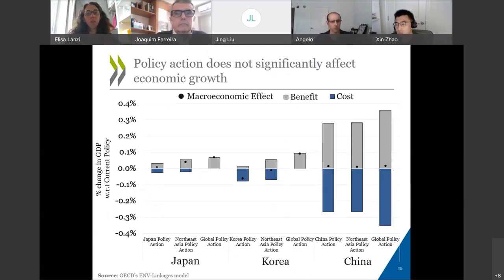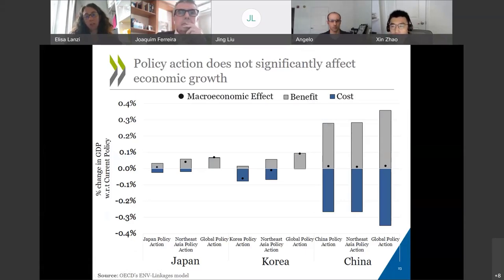In terms of economic implications, I'll walk you through the slide, which looks a bit complicated. What we find is, on one hand, there are benefits from policy action, which, as I said, derive from improved labor productivity and crop productivity, as well as lower health expenditures. And then on the other hand, there are the costs, which basically largely offset the benefits.